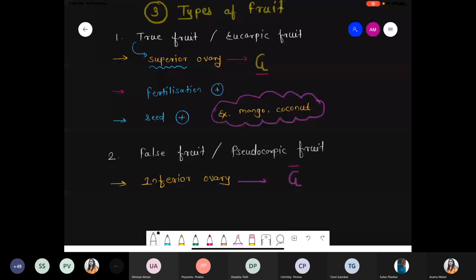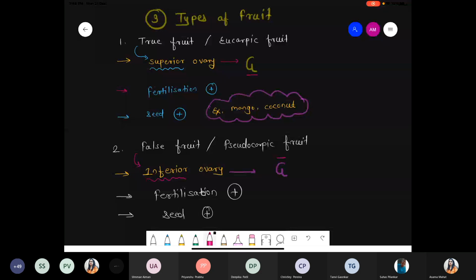Yes, that false fruit forms after fertilization. So the fertilization process is also present, which is common in both true fruit and false fruit. And the third point, seed is also present. So the only change is with respect to the ovary pattern. Whether we are talking about true fruit, false fruit or parthenocarpic fruit, it depends upon the ovary pattern, which type of ovary is present. If the ovary is superior, true fruit. If inferior ovary, false fruit. Got it? Done?